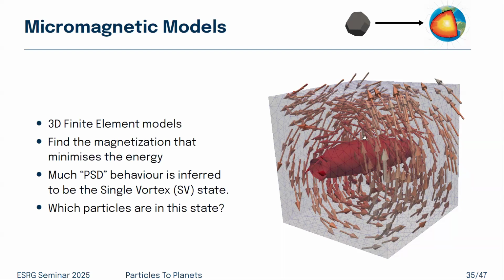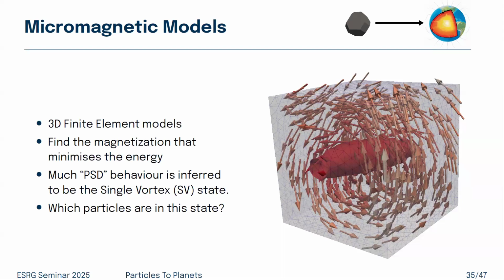And what has been found over and over again is that a lot of this so-called PSD behavior is inferred to be what's known as a vortex state, which is basically where you have magnetization that's whirling around in a vortex, and then you have a uniform part in the middle that's magnetized along what's known as a vortex core. And for convenience, what we do a lot of the time is make this surface which outlines where that core is, to show you what the vortex is.